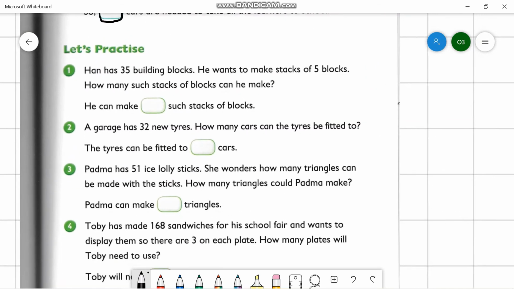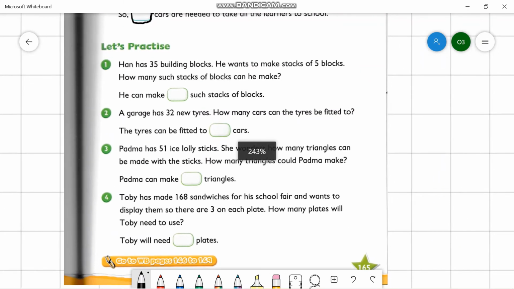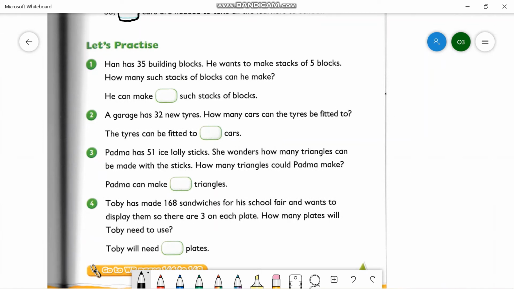Now let's go to let's practice. I'm going to answer number 1 and then try to answer number 2 to number 4. Number 1. Han has 35 building blocks and he wants to make a stack of 5 blocks. How many such stacks of blocks can he make? So let's write here the division sentence. So Han has 35 building blocks and he wants to make stacks of 5 blocks. Okay, so it means we're going to divide 35 divided by 5.